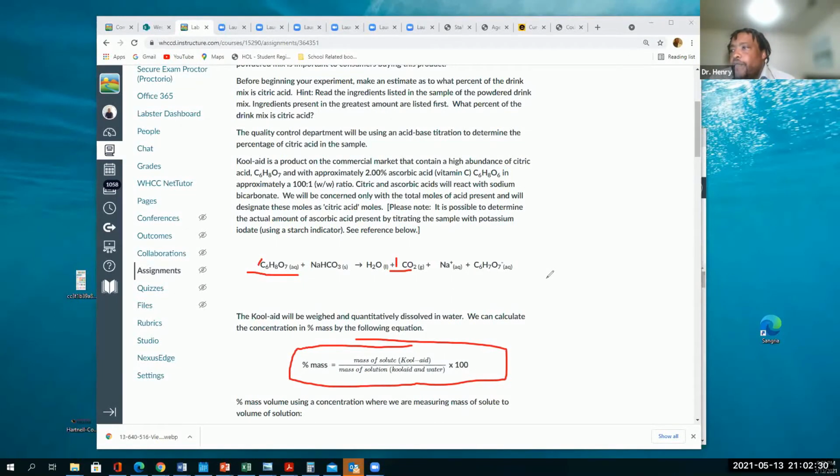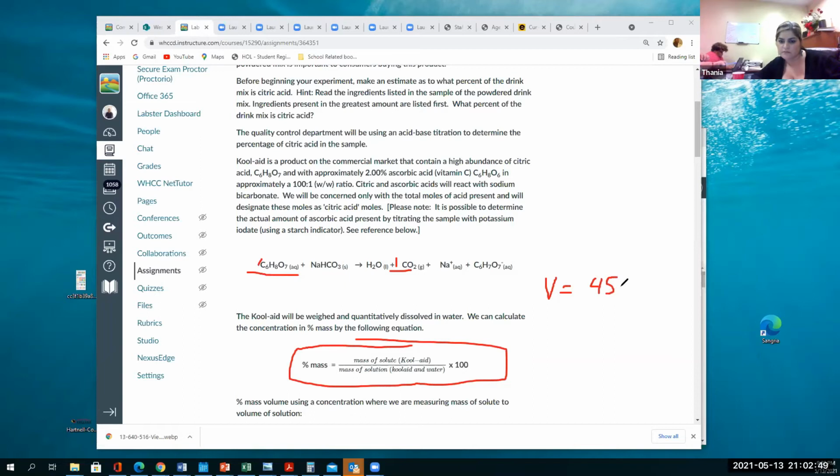What did you guys get for your volumes of gas? Give me some answers, please. Are you with me? You got 45? Or 46? You said 45 or 46, right? And that's milliliters. Is that correct? Yes. Okay. Now we want to change our milliliters to liters.